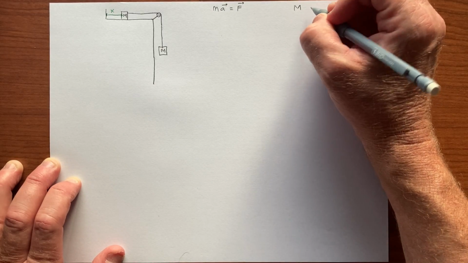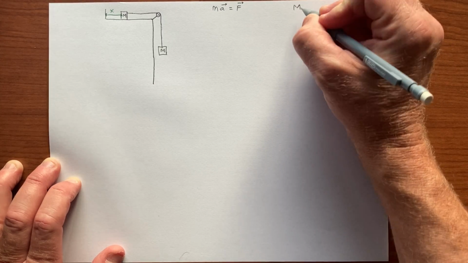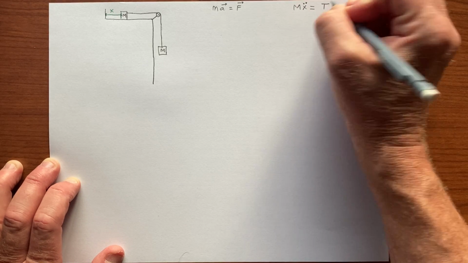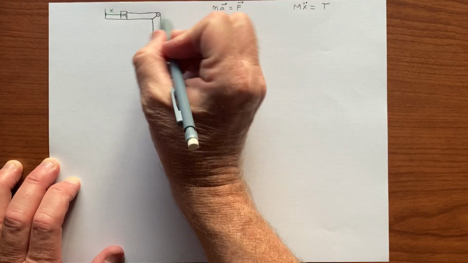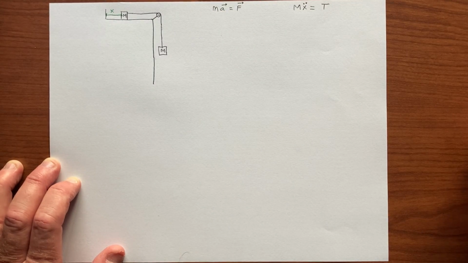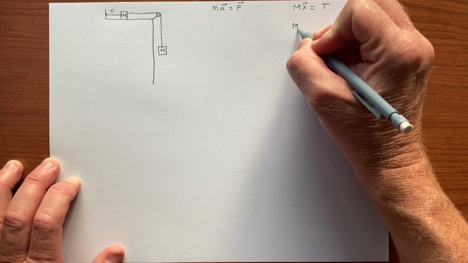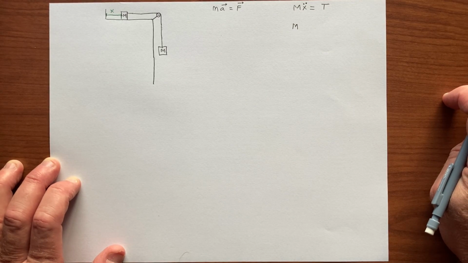So we can say m times x double dot is equal to the tension force. Tension force is to the right, it comes in positive, that's our convention. And we do this for the other object, and we have m. Now we need a coordinate for that.